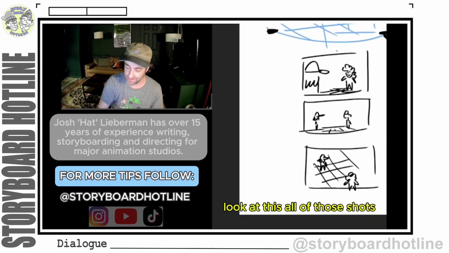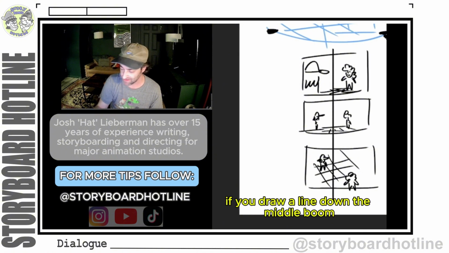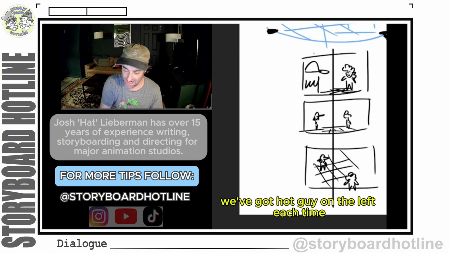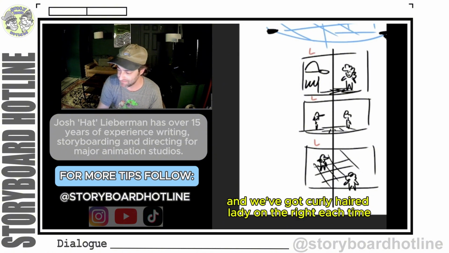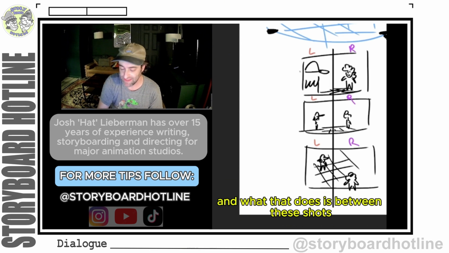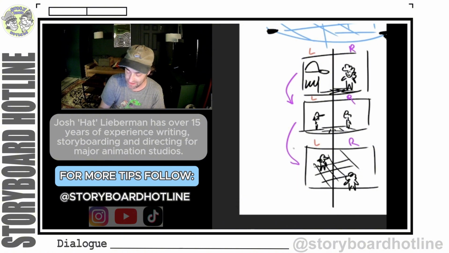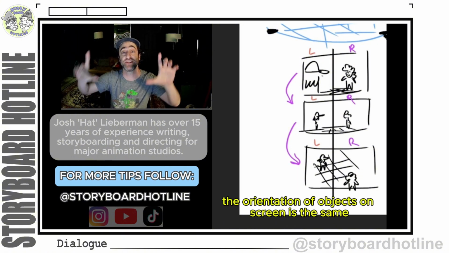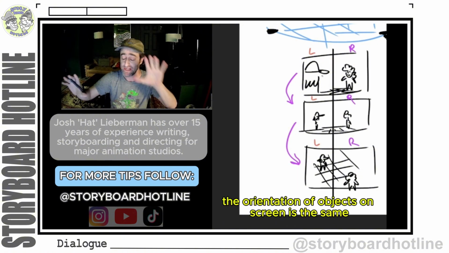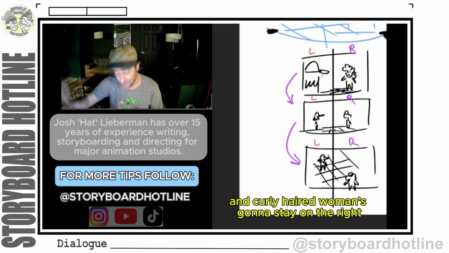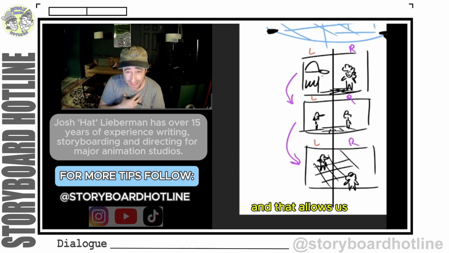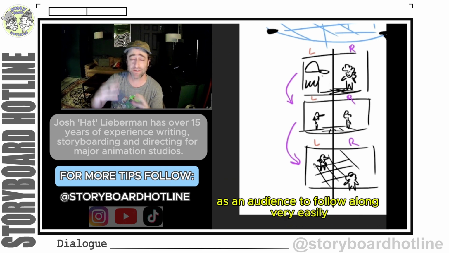Look at this. All of those shots, if you draw a line down the middle, we've got Hat Guy on the left each time, and we've got curly-haired lady on the right each time. And what that does is, between these shots, the orientation of objects on screen is the same. The Hat Guy's gonna stay on the left, and curly-haired woman's gonna stay on the right. And that allows us as an audience to follow along very easily.